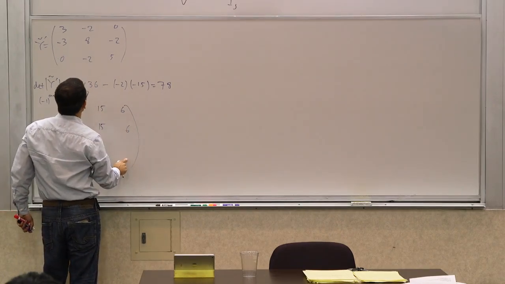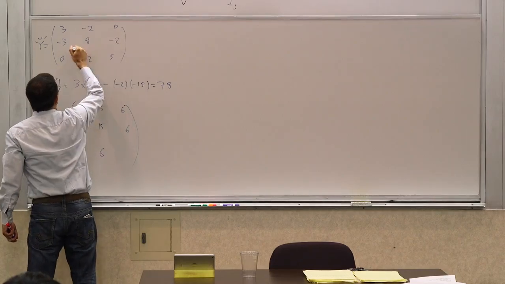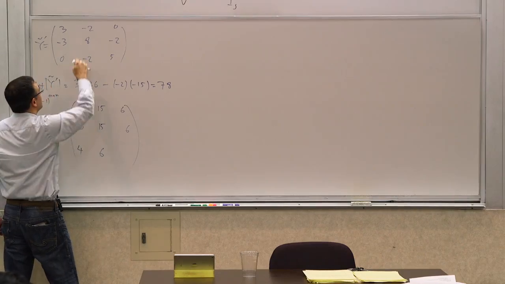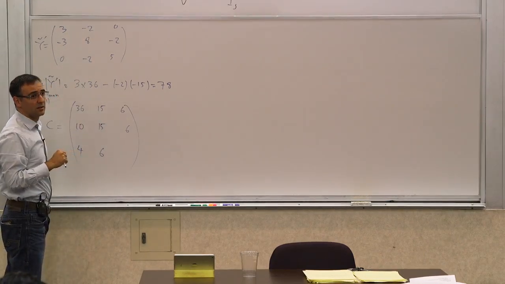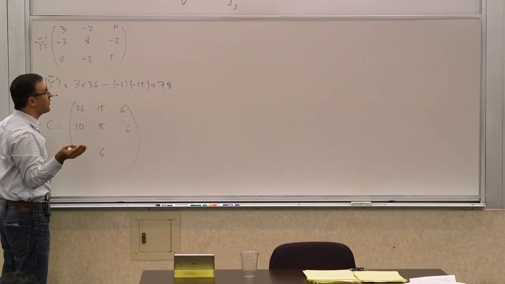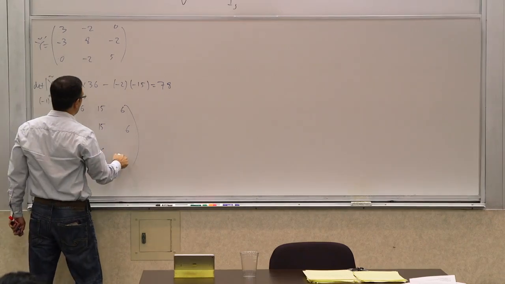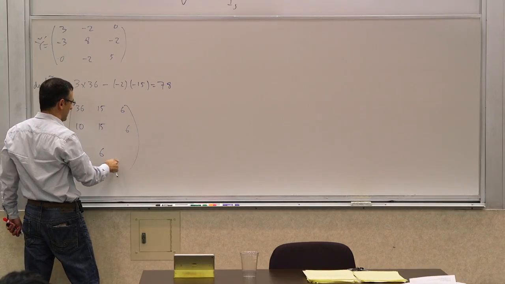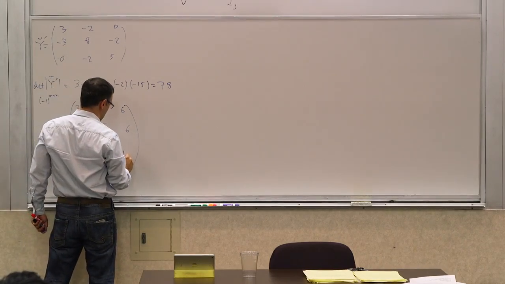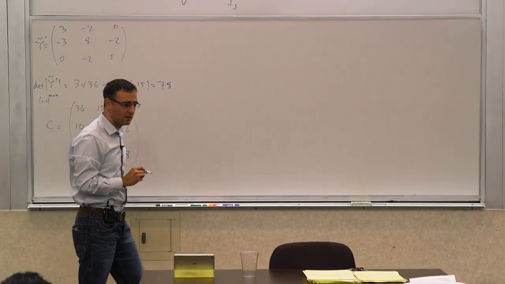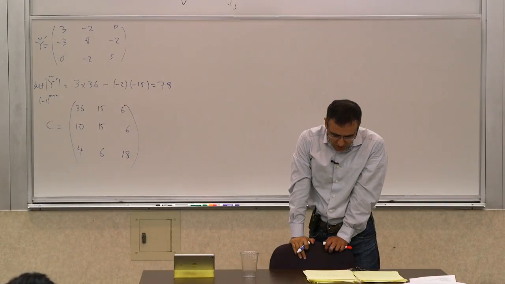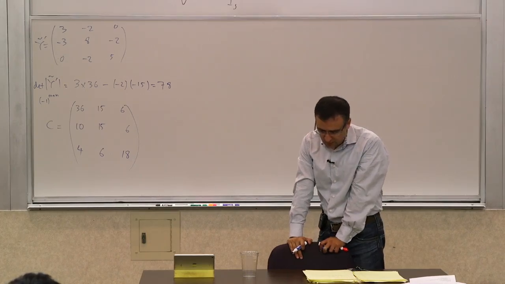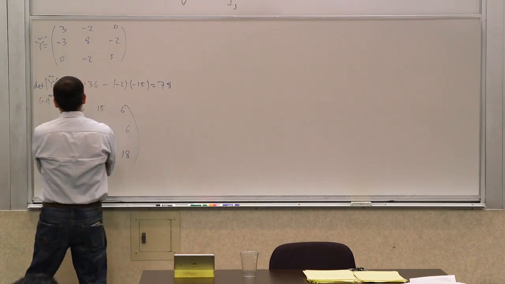And then the last one, this guy, is the determinant of this. So what is the determinant of this? 3 times 8 is 24, minus 6 is 18. But with a positive or negative sign? So positive, yes. So it's 18. OK? Very good. Let me just double check, make sure we haven't made any mistakes here. OK, good.